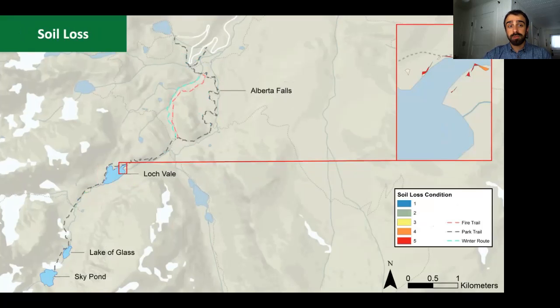We also mapped soil loss across the watershed, which, as you can see by this map here, was fairly small impact compared with the human waste and social trails across the whole watershed. But I hope this is something to be built upon in future years of the community science program.